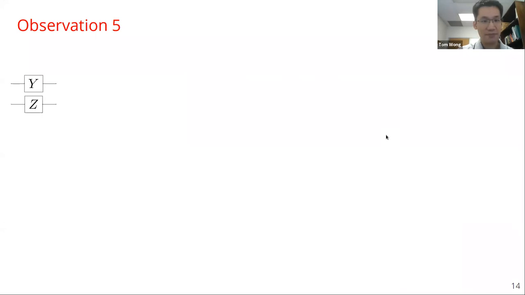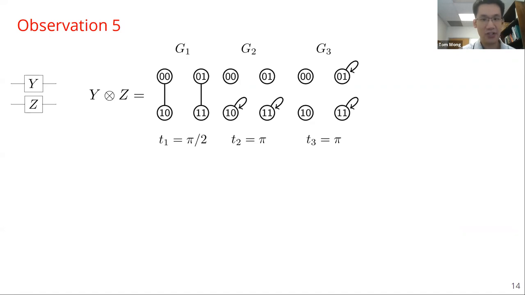The 5th observation is from the Y gate acting on a qubit and the Z gate acting on a second qubit. If you use the prior results, this is what you would get. The first 2 graphs are the Y gate, this 3rd graph is the Z gate. Let's see how we can simplify this. First of all, the total evolution time, if you add up all the times, is just 5 pi over 2, which is about 7.85.